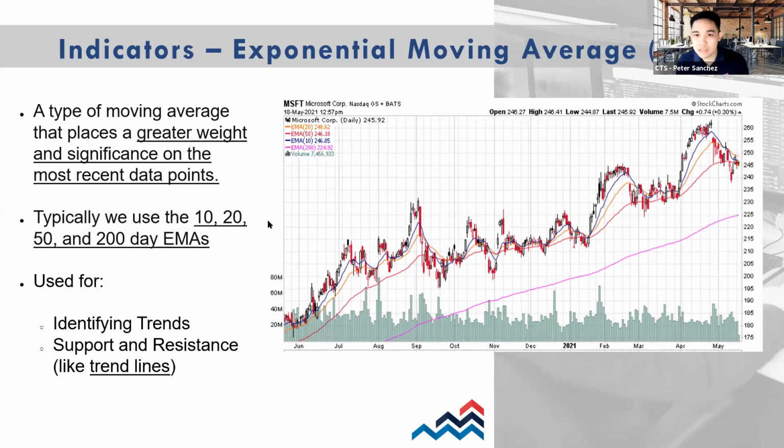Usually, ginagamit namin 10, 20, 50, and 200-day EMAs. Again, kasi dahil sa market timing systems and overall trend analysis. 10 days is basically 2 weeks of price action. 20 days, basically around a month's worth of price action. 50 days, a quarter. And 200 days, around 1 year. Okay? We use EMAs to identify trends.